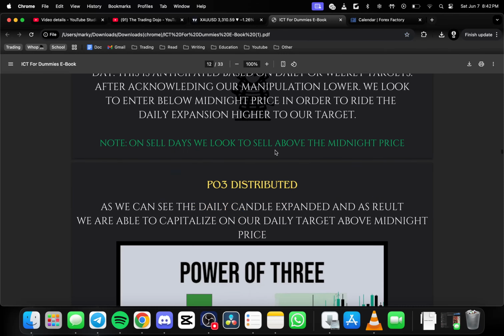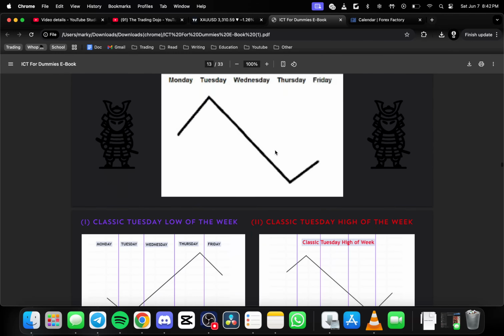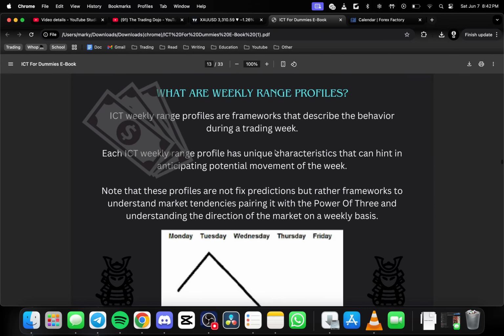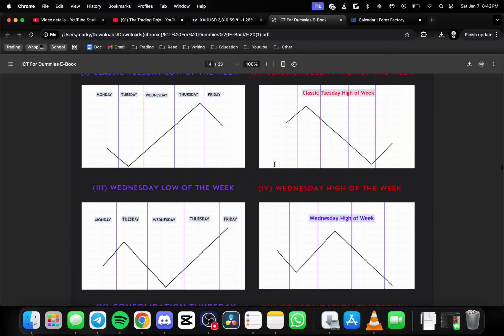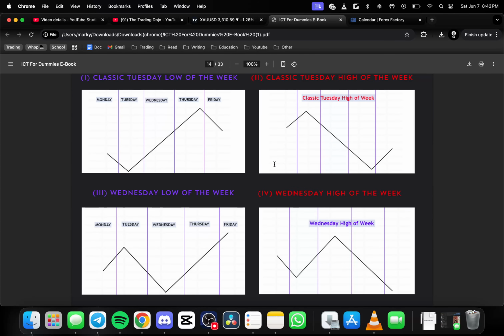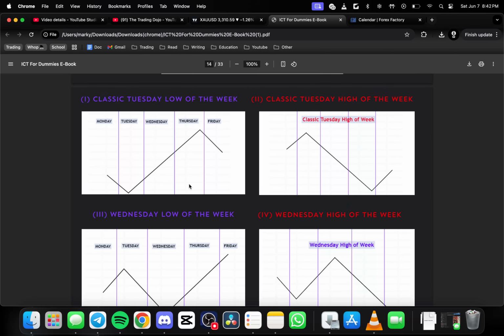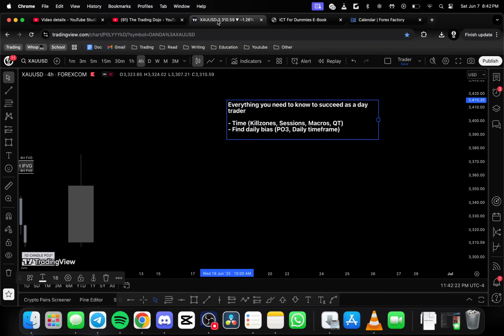Okay, let's move on. In order to actually get into those entry models and stuff, there's another thing, weekly range, which is another thing that I use often, and this is kind of like characteristics of specific weeks. And in order to figure out where the weekly range is going, it's the same thing. It's kind of like daily bias.